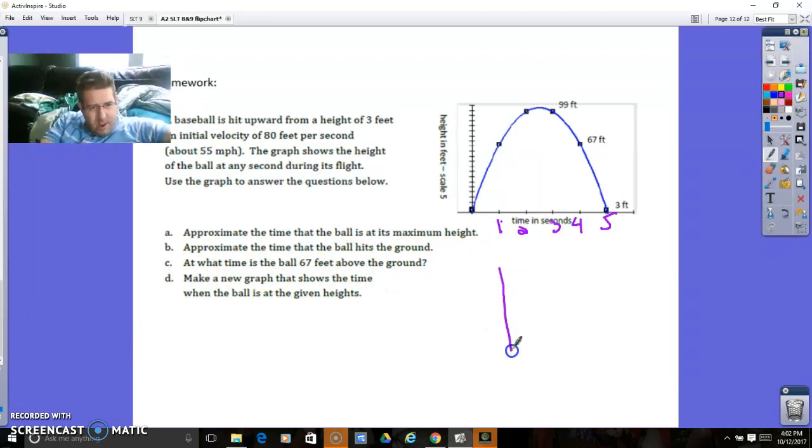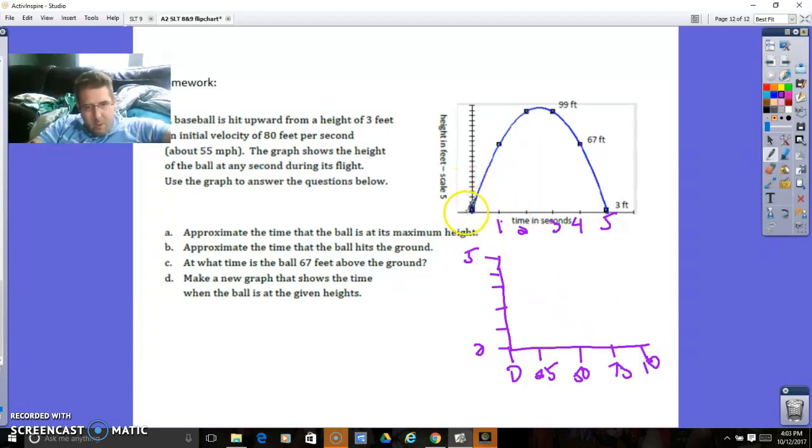And then it says make a new graph with new heights. Okay, so make a new graph that shows the time when the ball was hit with the given heights. So we want to reverse everything around. Using the times, you would go 0, 1, 2, 3, 4, 5. You're basically just doing the inverse here. And for the heights, I'm going to go 0, 25, 50, 75, 100.